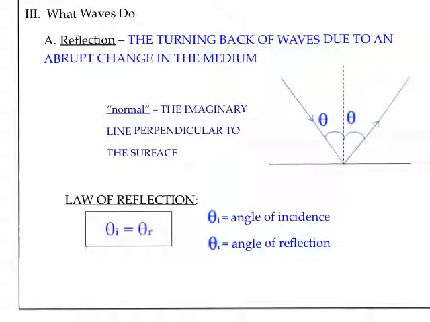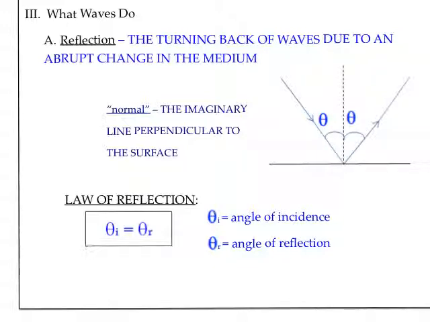For this section of the notes, we're going to look at some vocabulary and define some of the basic things that waves can do. Again, you are going to have labs during class so that you can see these wave motions in action. So first, we're going to talk about reflection. This is the turning back of waves due to an abrupt change in the medium. So you want to think almost like a rebound. Something is going to come in, hit a hard surface, and then bounce back.